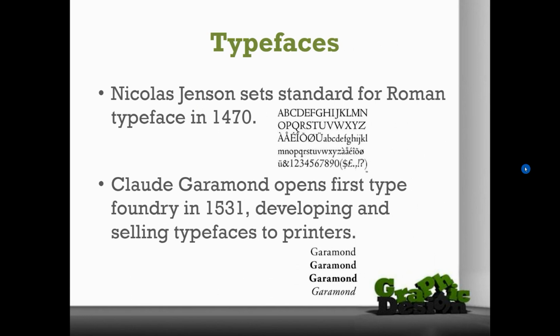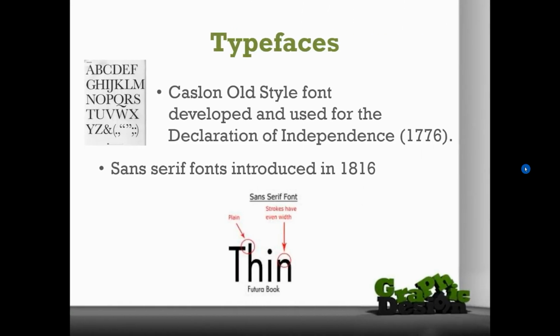So then Claude Garamond decided he was going to capitalize on this opportunity and start selling typefaces. Again, they're handset letters that would go in those printing presses. So Caslon Old Style font was developed and it was used for the Declaration of Independence in 1776. And then comes about sans serif fonts in 1816.